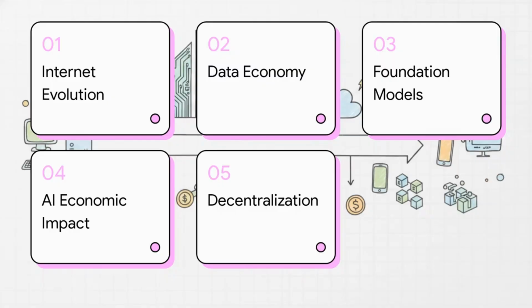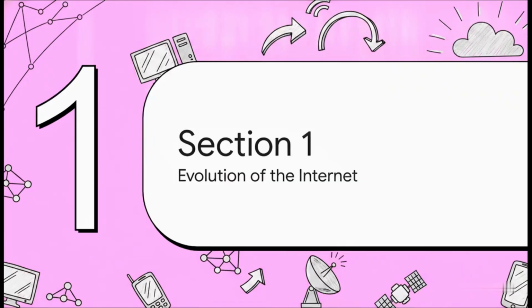So here is our roadmap for today. We're going to track the evolution of the internet, explore the modern data economy, unpack the sudden rise of AI foundation models, look at the real economic impact of those models, and finally, examine blockchain as a potential decentralized alternative. Let's jump right into Section 1. The evolution of the internet.